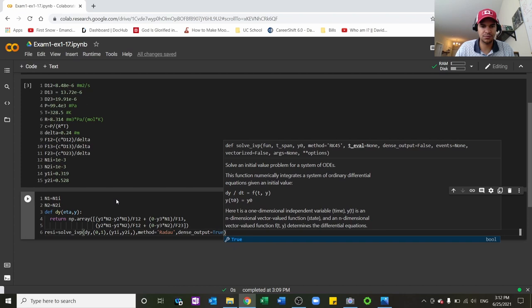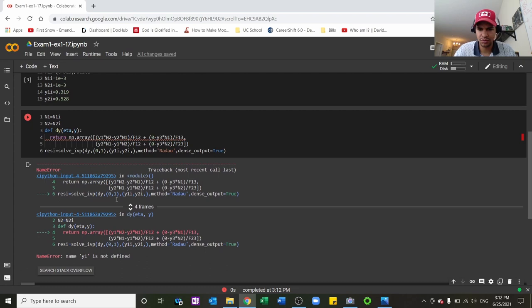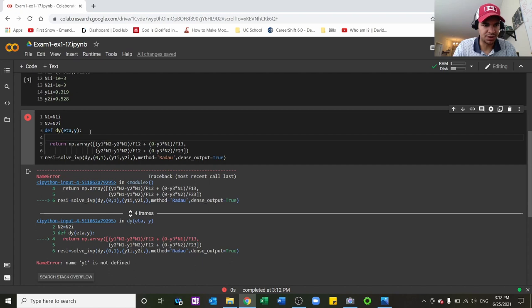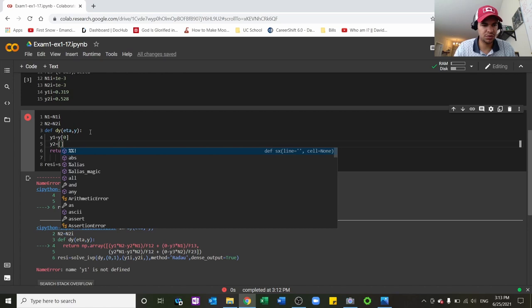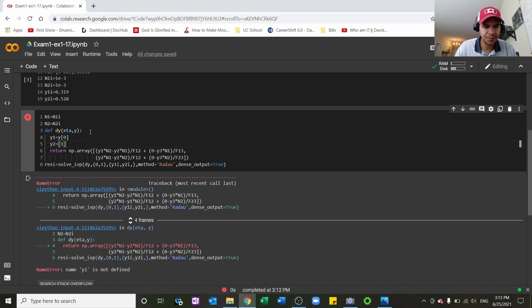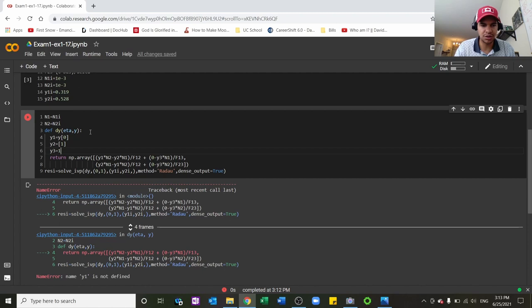So we will run that. I did not define y1. So within here, we define y1 as equal to the first portion of that array, and then y2 as equal to the second portion of that array. Second portion, but it will actually be a 1. And then we know that the mole fractions add up to 1, so y3 will be equal to 1 minus y1 minus y2. And then now we can rerun that.